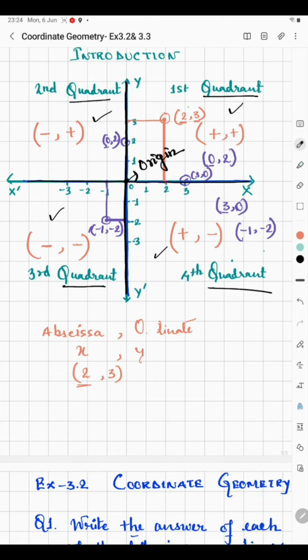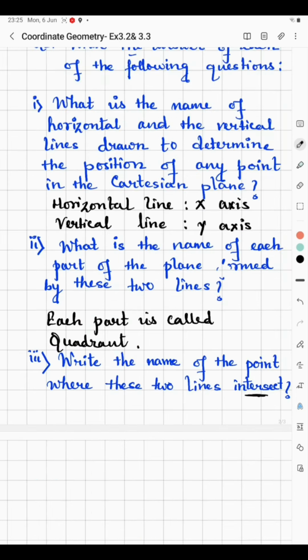Origin means a point where something begins. Like here we can see that 1, 2, 3, 4 and so on start from 0. This side also numbers start from 0, this side also, and this side also numbers start from 0. So the two lines cut each other at origin. Origin means a point where something begins. So we'll write origin.